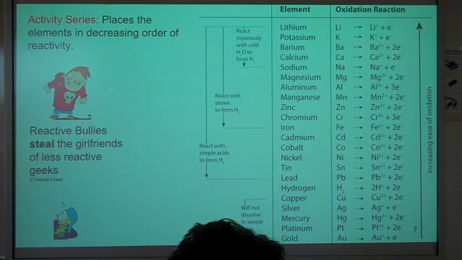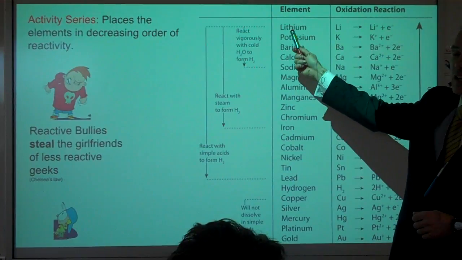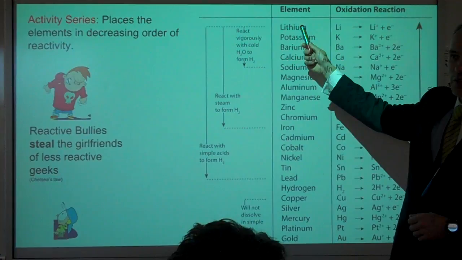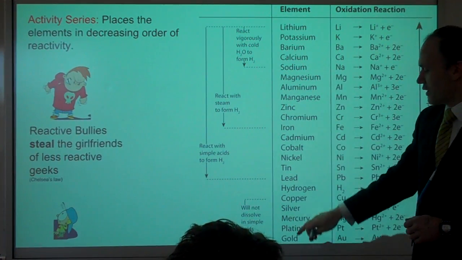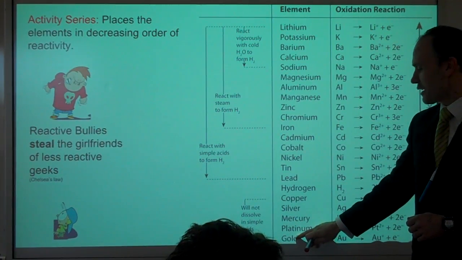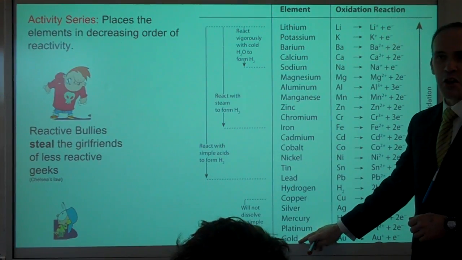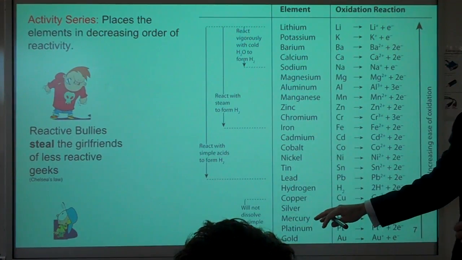The reactive bullies, like zinc, steal the girlfriends of less reactive metals, or geeks. So lithium is some kind of Italian god in terms of his attractiveness to girls, or to metals. Gold is the ultimate geek. It is completely unattractive in every possible way. Gold is quite happy spending alone time. And that's effectively the table you'll be given.